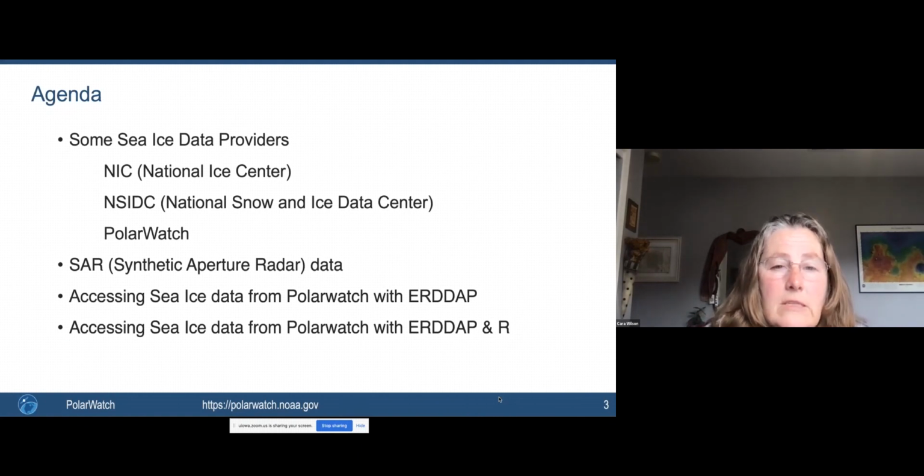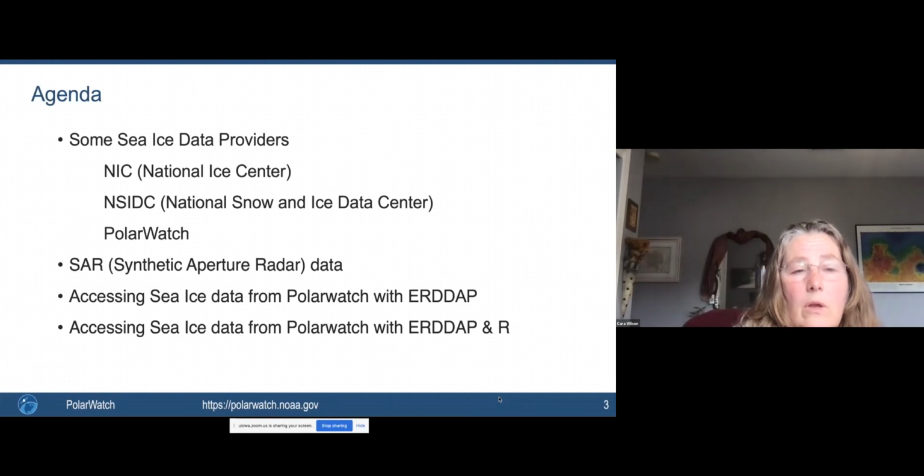And then Chris Jackson is going to talk to us about synthetic aperture radar data. That's looking at sea ice on a near real time or shorter time scales. And then the latter part, we're going to talk about looking at longer time scales of sea ice data. We're going to access sea ice data from PolarWatch with ERDDAP and also with the browser that PolarWatch has. And then we're going to end with using R to access some sea ice data from PolarWatch and make a graph of it.